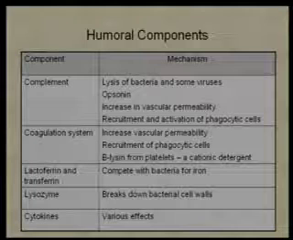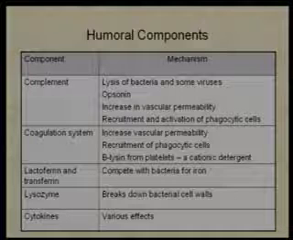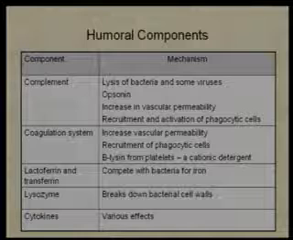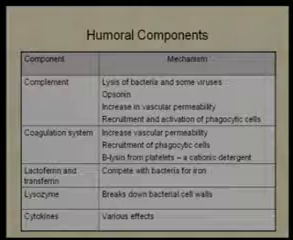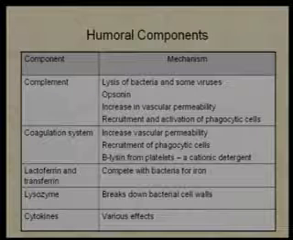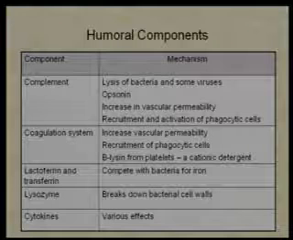The coagulation system. There are components of the coagulation system, and you remember that cascade that you studied, that increase vascular permeability, recruit the phagocytic cells to the site of the infection. And in addition, there are some components actually released by the platelets, the beta-lysine, that is a very good cationic detergent and kills bacteria.